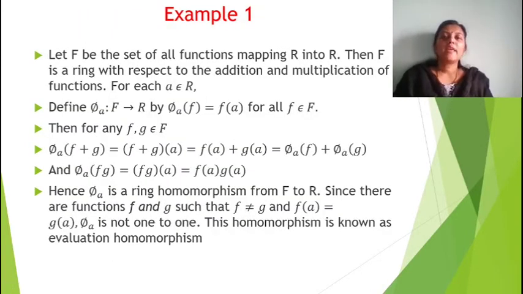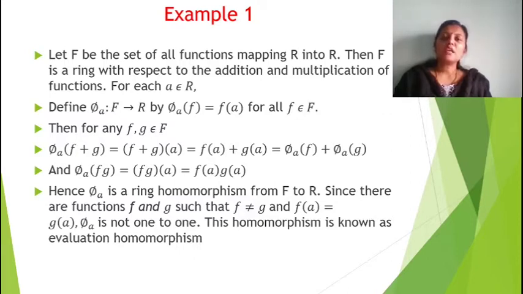Now we have example 1 of homomorphism. Let F be the set of all functions mapping R into R. Then F is a ring with respect to the addition and multiplication of functions. For each A element of R, we can define phi A from F to R by phi A of f is equal to f of A for all f element of F.